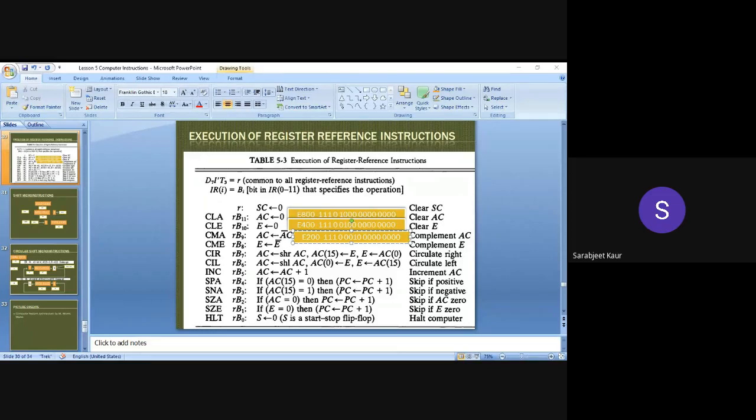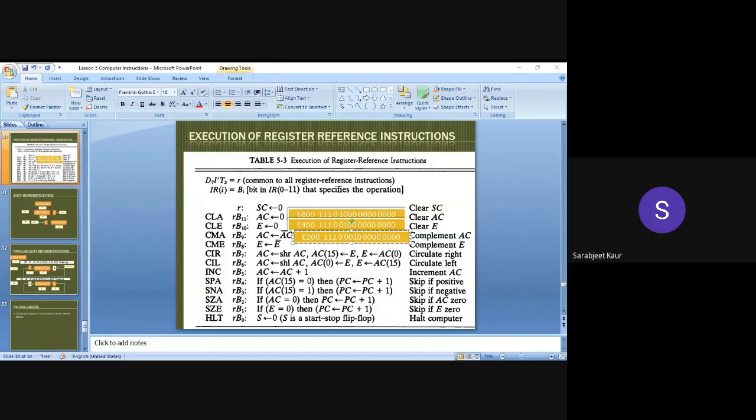Then SPA. SPA stands for skip if positive AC. If you remember, I told you that the leftmost bit in any register is reserved for the sign bit, right?